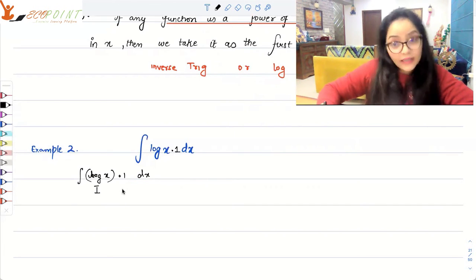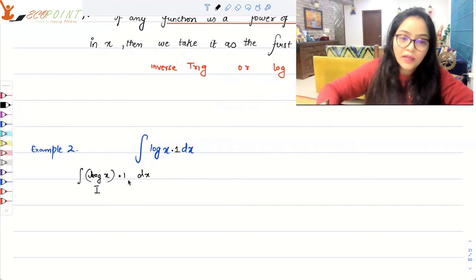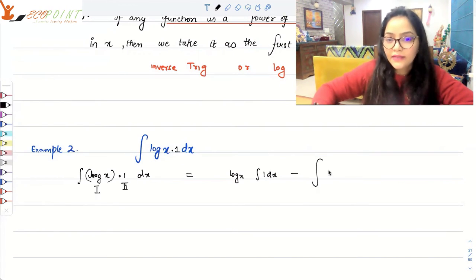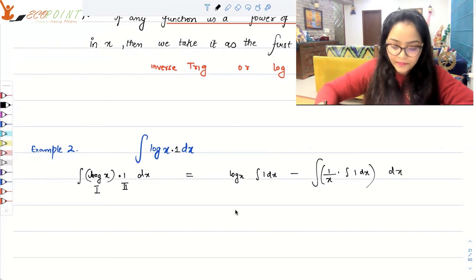Let me take log x as 1. As I said, in case log is available, then log has to be the first function, and 1 as the second function. So this would be log x as it is, integral of 1 dx, minus whole integral, derivative of log x is 1 by x into integral of 1 dx, whole dx, okay?